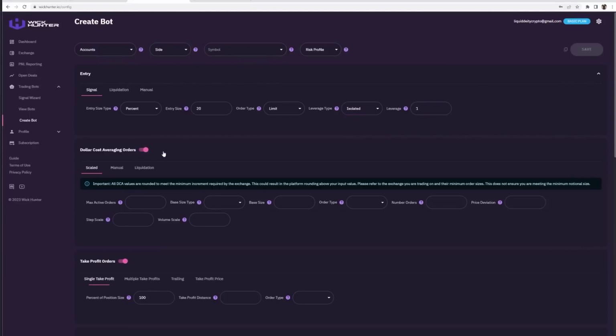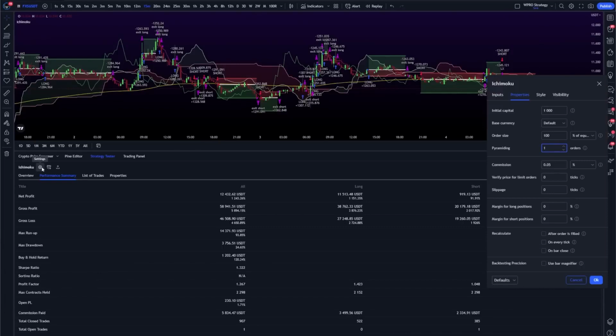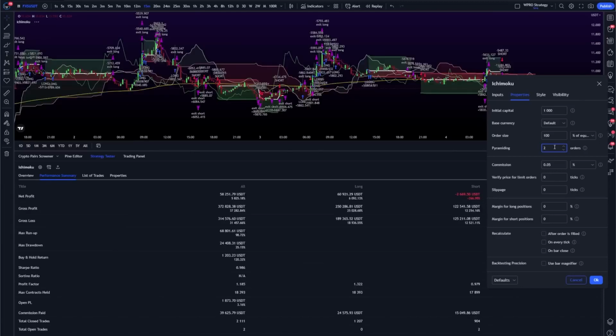Now, I don't need any dollar cost averaging orders, although if you wanted to play around with it, you would head back to Tradingview and click on settings here in the left-hand corner, and you'd want to play around with this pyramiding function. So what pyramiding does is if a second long order condition is met and you're already in a long, it'll enter again. So I can select pyramiding 2 here, and you can see that the net profit went dramatically up. As you can see, the max drawdown also went up. So you're increasing your potential gain and also increasing your potential loss.